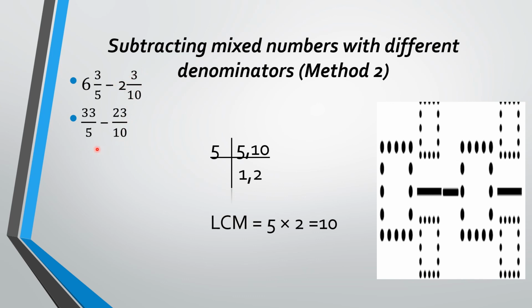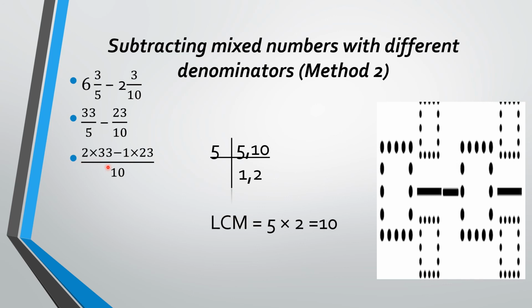Now 5 and 10 are different denominators, so we will find the LCM. I have already calculated the LCM of 5 and 10, and it equals 10. So we will write this LCM as the new denominator and now we will solve this. We will divide 10 by 5. 5 2s are 10. So we will write 2 here. Multiply this numerator 33. Now the sign of minus. Then 10 divided by 10 equals 1. 10 1s are 10. So we will write 1 here. Multiply this numerator 23.